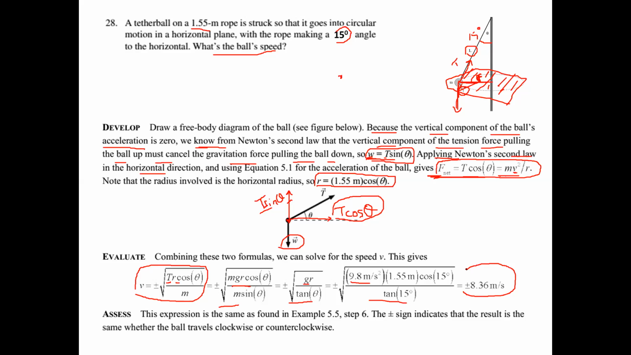What does positive or negative mean? In this question, we are only interested in the scalar thing, right? So we don't know the ball's direction in this question. Your ball can go this way, clockwise, or your ball can go counterclockwise. So your speed can be in both directions. That's why we are using both plus and minus signs here, okay?